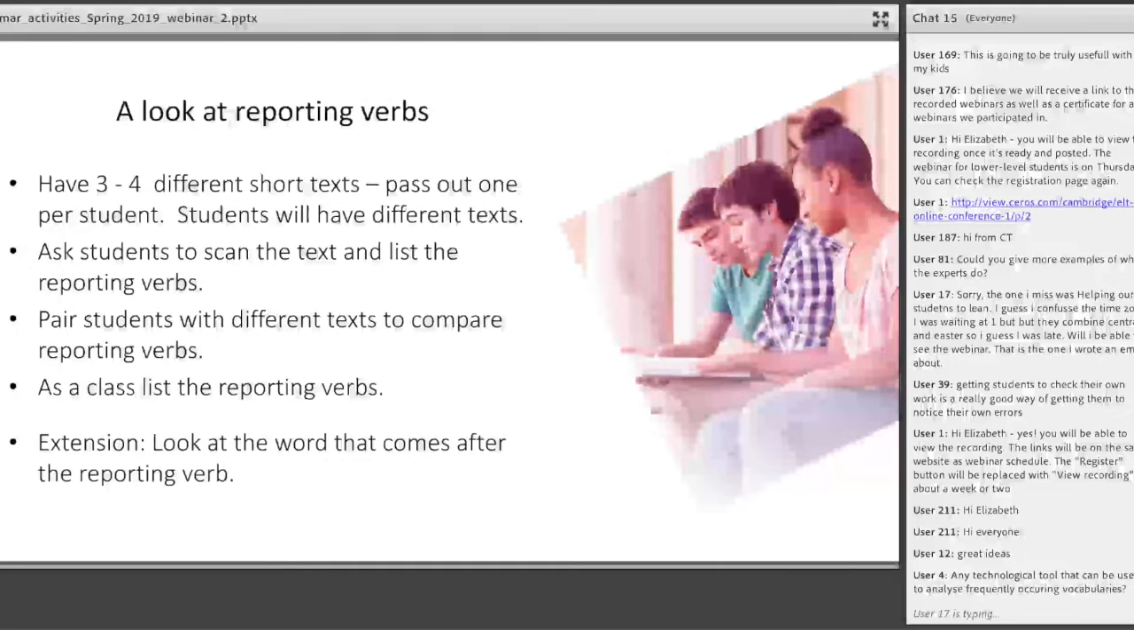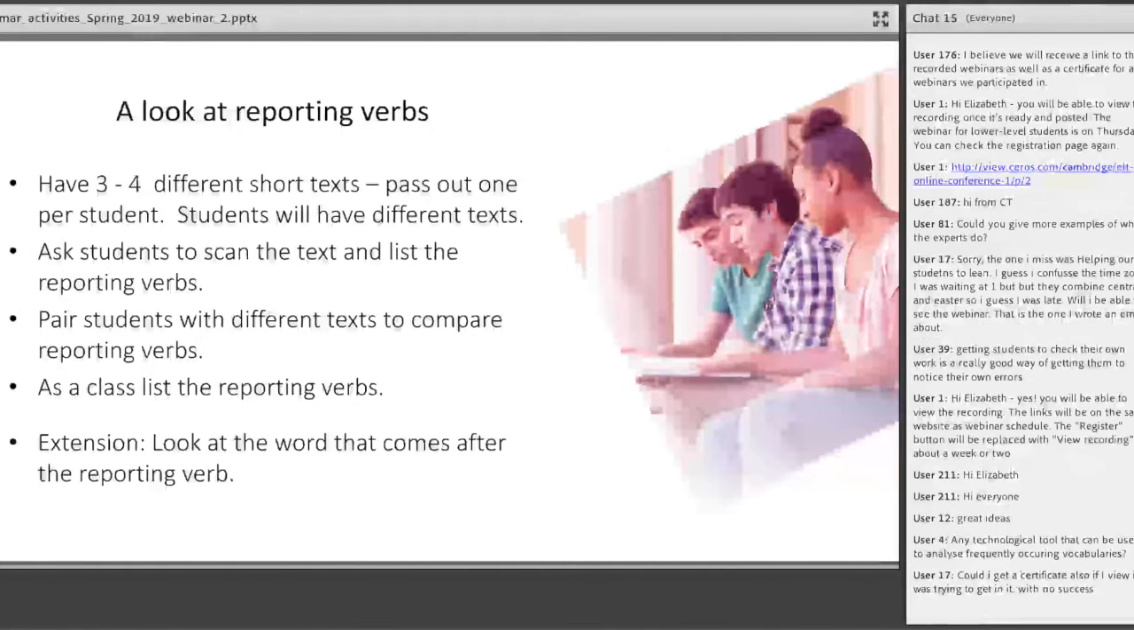And then you can definitely do this activity where you look at what's the word after the reporting verb. And if you're looking at mostly informational texts, if your passages were mostly informational, you're going to see that in informational writing, the most common word that comes after a reporting verb is that, because it's technically forming a verb complement clause. But your students don't need to know that language.